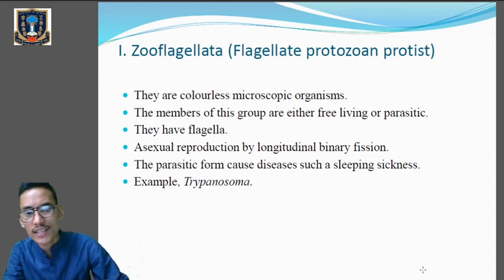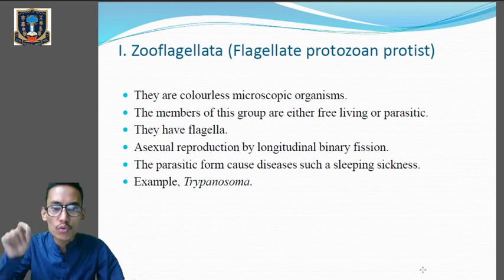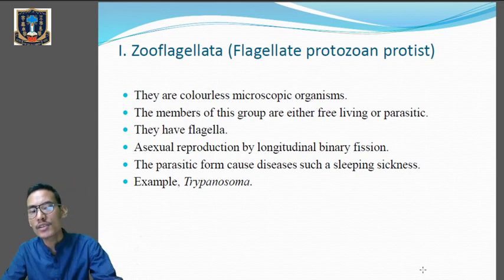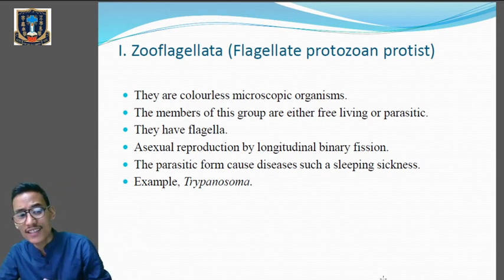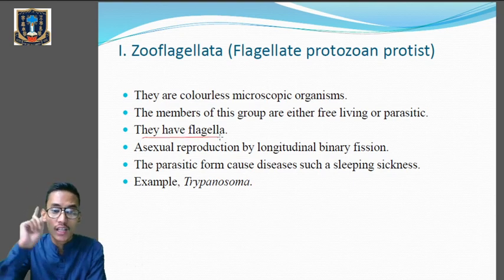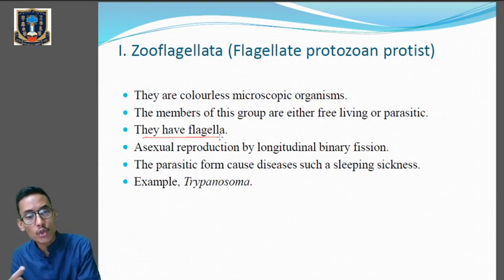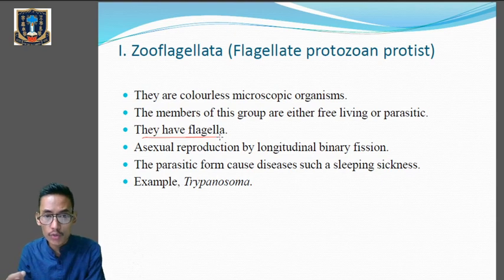Zooflagellates, or flagellate protozoan protists. As the name suggests, they have got flagella. So the mode of locomotion in case of Zooflagellata is flagella. So write down the characteristics. They are colorless and microscopic organisms. The members of these groups are either free living or parasitic. They have flagella for locomotion.